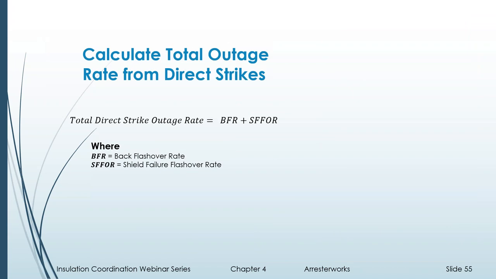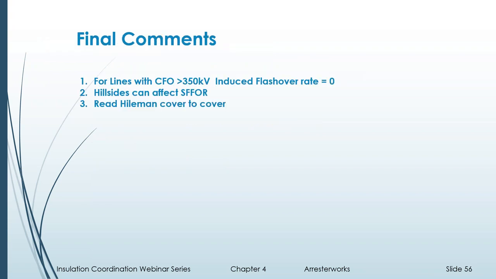So now your backflash rate and your shield failure flashover rate, you add those together and that gives you your total outage rate. And there you name the stroke current differently. You name it I sub O or something like that. Yes, I sub O is the critical current on the shield, and the critical current on the backflash is I sub C. Yes, I agree.